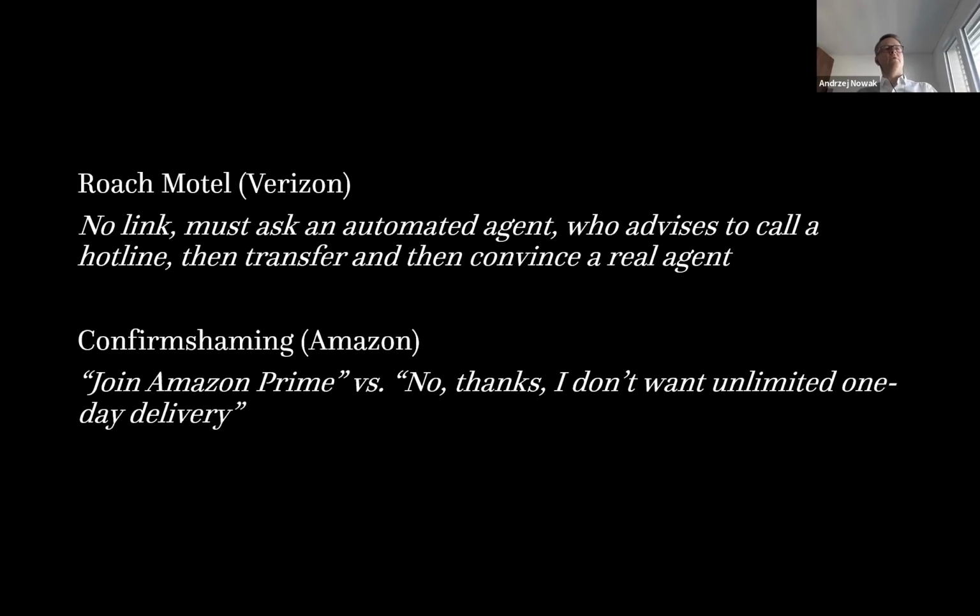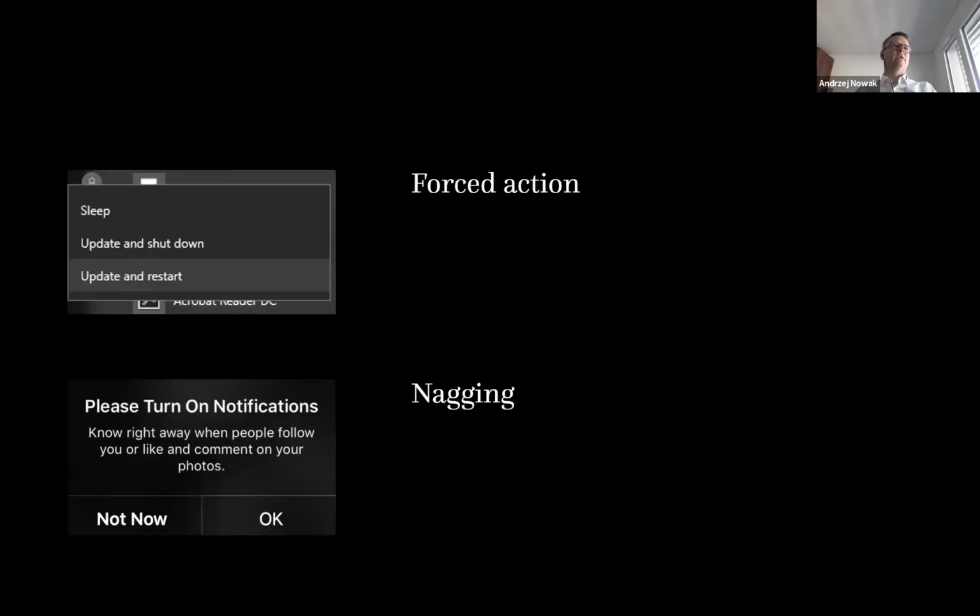Then there's another pattern, which is called confirm shaming. For example, they say either you want to join Amazon Prime, or they tell you, no, thanks, I don't want unlimited one-day delivery. I don't want fun things. I don't want convenience, right? So it's like you have to click, yeah, I don't like convenience. Obviously, this is something that is ethically questionable, right? They're guilt tripping you in that phrase.